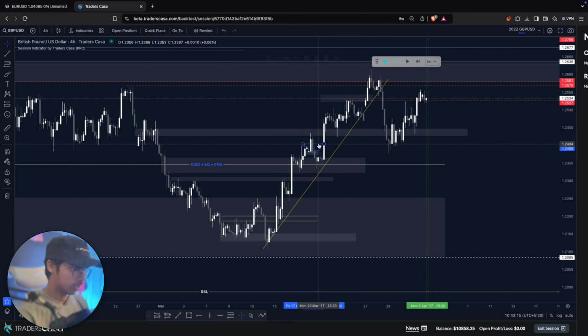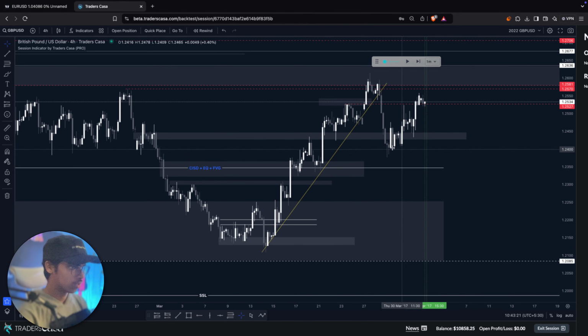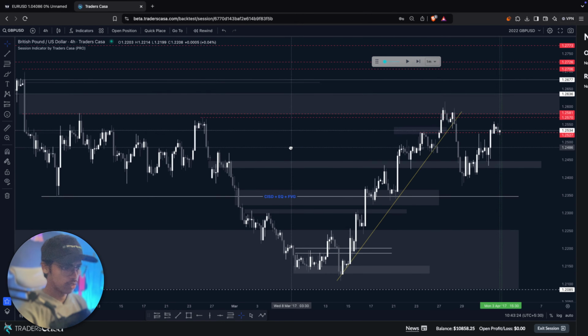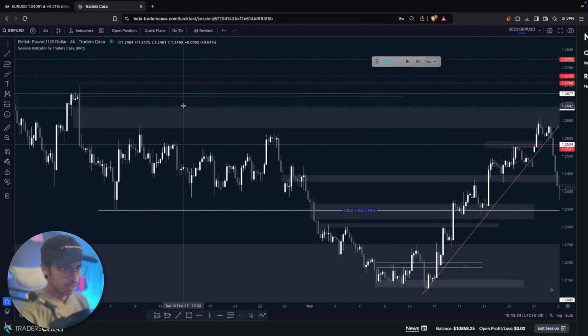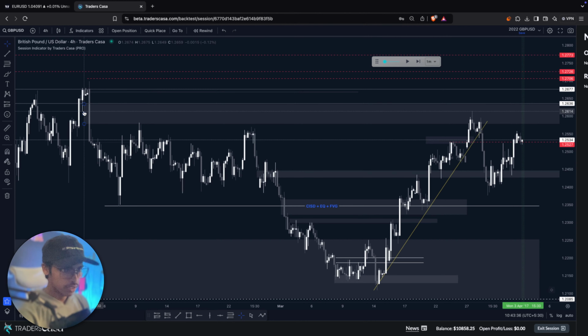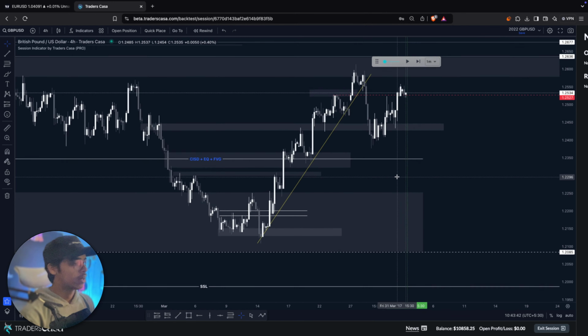Now let me just delete unnecessary things. Okay, done. This high got taken, no need to put it again. This high as well, this high also got taken, no need to put it again. But you guys can see our price is getting rejected from this particular order block. You guys can see the price got rejected from this order block and it went down. Then it again started to fall.